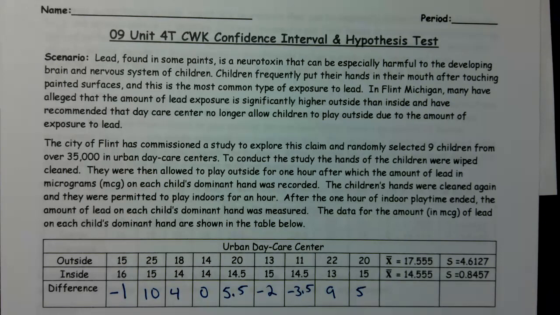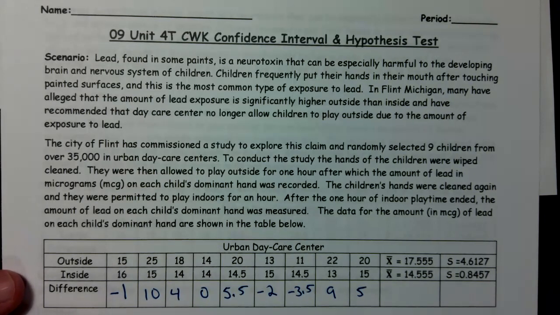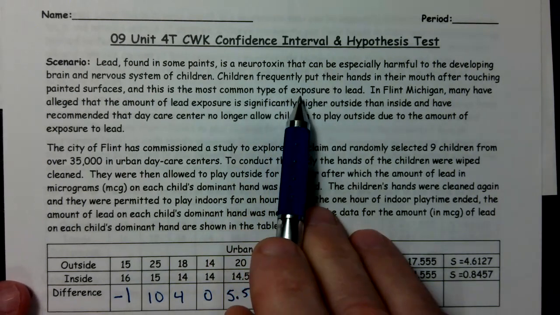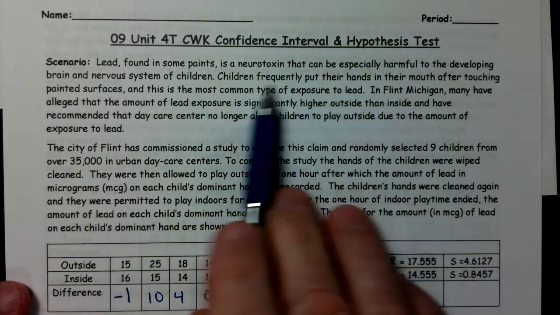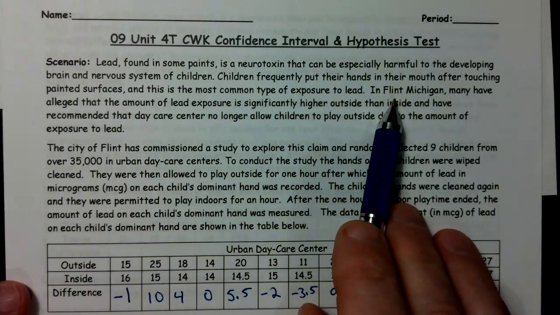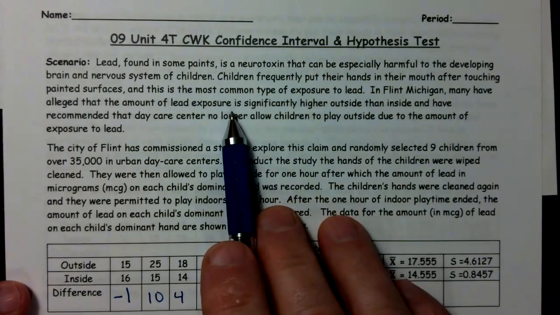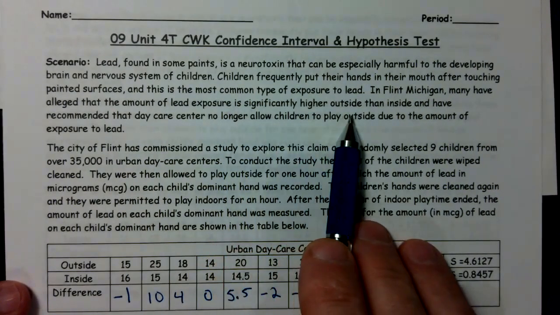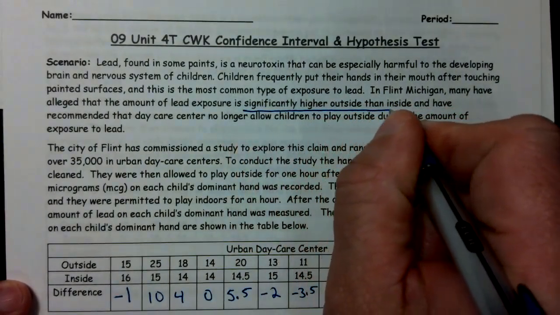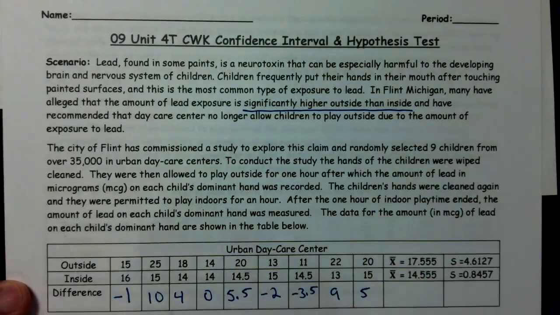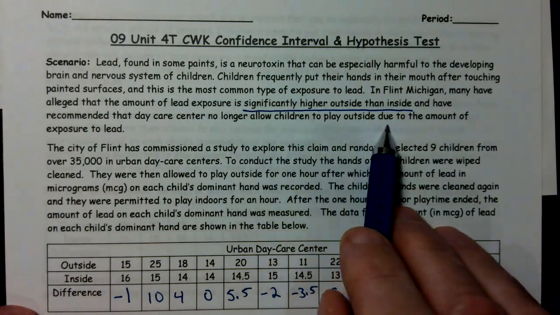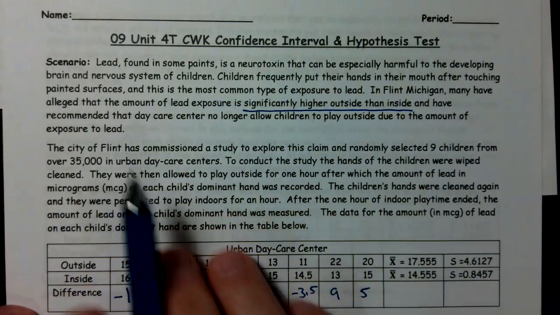So, lead found in some paints is a neurotoxin that can be especially harmful to the developing brain and nervous system of children. Children frequently put their hands in their mouth after touching painted surfaces, and this is the most common type of exposure to lead. In Flint, Michigan, many have alleged that the amount of lead exposure is significantly higher outside than inside. That might be important because we have a direction. So they're saying outside might be higher than inside, and have recommended that daycare centers no longer allow children to play outside due to the amount of exposure to lead.